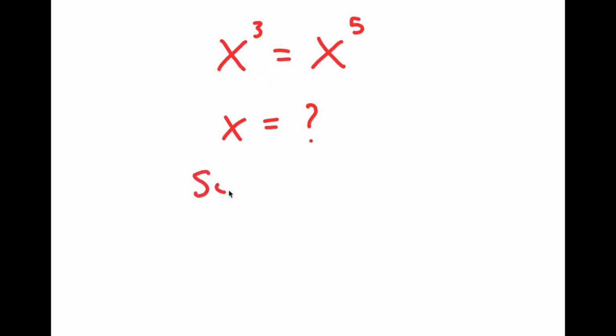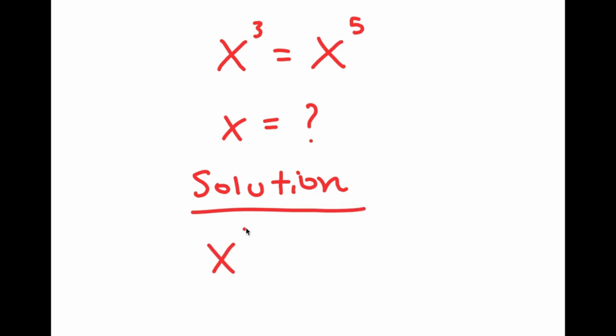Alright, so in this video, I'm going to be solving the equation x to the power of 3 is equal to x to the power of 5. So my only variable in this equation is x, so that's what I'm going to be solving for. And now for my solution, I'm going to rewrite my equation down here so I have a little more solving space. So my equation, x to the power of 3 is equal to x to the power of 5.